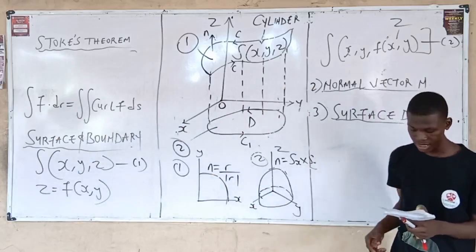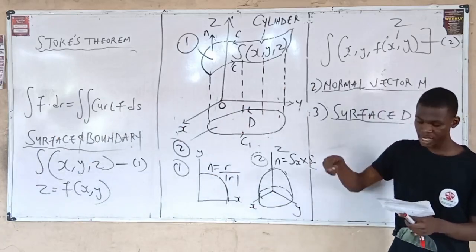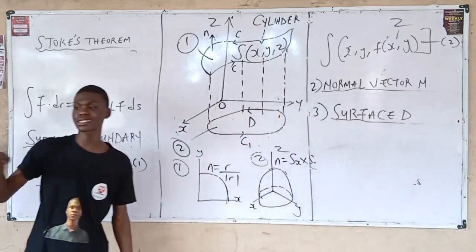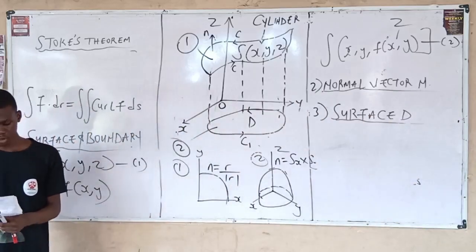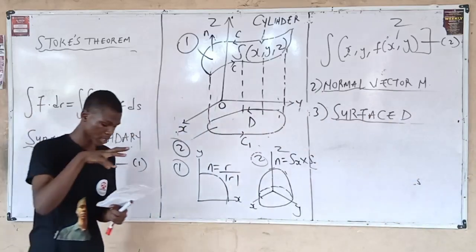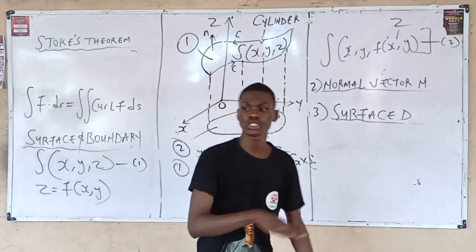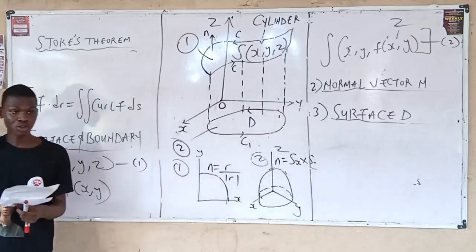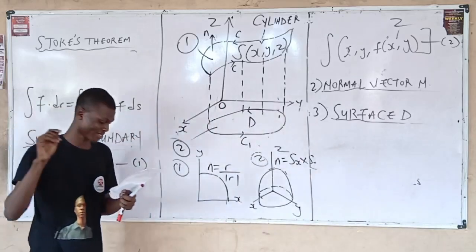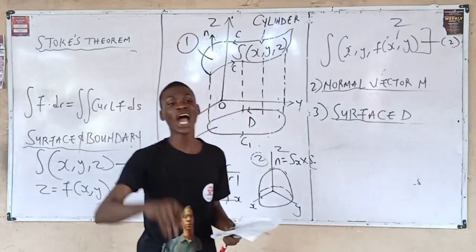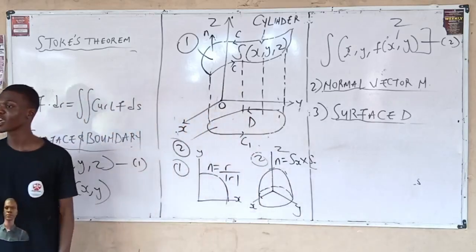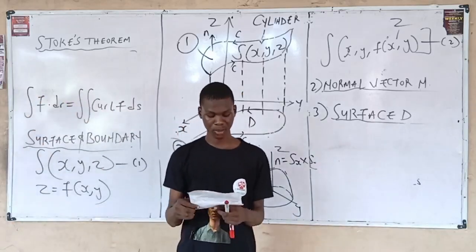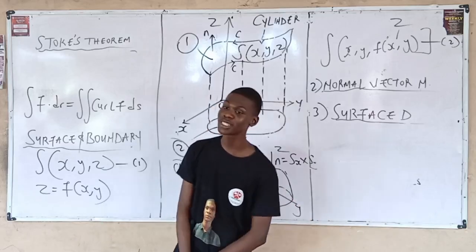is the boundary of D and is oriented consistently with C to satisfy Stokes theorem. And it is what? Oriented with C to satisfy Stokes theorem. Do you know what that means?